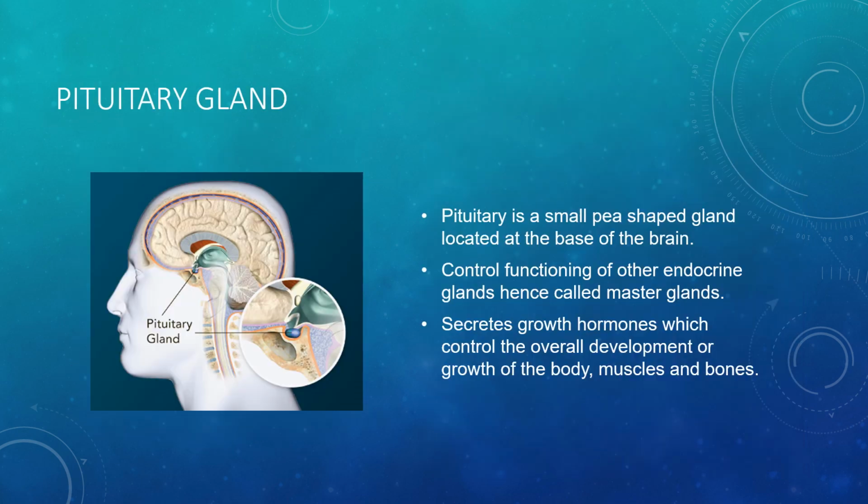Now first we are here with the pituitary gland, that is the master gland of our body. Why it is called so, we will also discuss that. Where is the pituitary gland located? First we should know the location. It is a small pea-shaped gland which is located at the base of the brain. Just see this diagram here, this is the pea-shaped gland located at the base of the brain. It is a very small gland and it controls the functioning of many other endocrine glands. Many other endocrine glands are under the influence of the pituitary gland, so it is called the master gland.